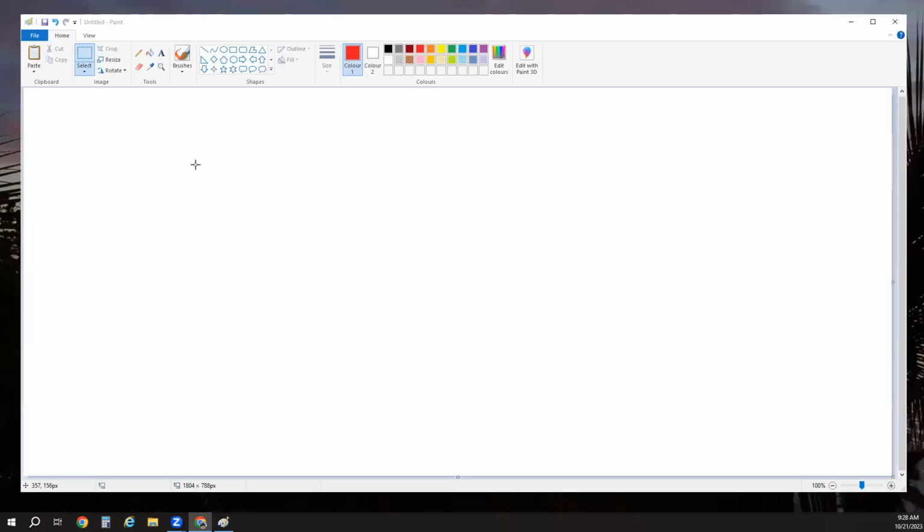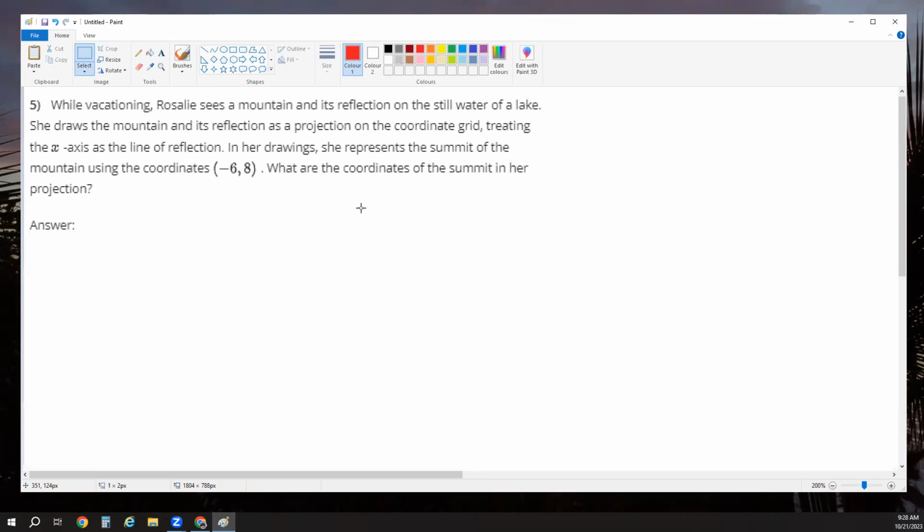This one was a word problem, so it was real tough for people. All right, word problems are hard. All right, so while vacationing, a girl sees a mountain and it reflects on a lake on the water. The mountain is a reflection on a grid, and the x-axis is the line of reflection. It's a line of reflection across the x-axis. It's reflecting these coordinates. What are the other coordinates? So this is just saying I'm reflecting this coordinate across the x-axis. That's all this is asking.